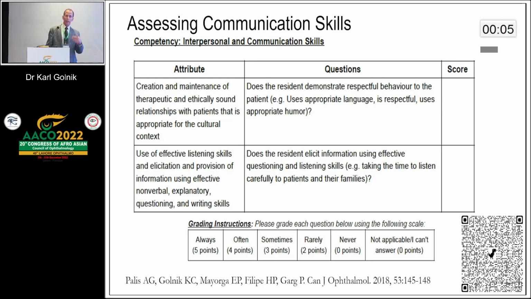And you can see the question, does the resident demonstrate respectful behavior to the patient? Uses appropriate language, is respectful, uses appropriate humor. Or does the resident elicit information using effective questioning skills? And so these are completed by patients, they're completed by peer residents, and they're completed by staff. Now, different questions are asked of different people. Do you do patient satisfaction surveys in Pakistan?